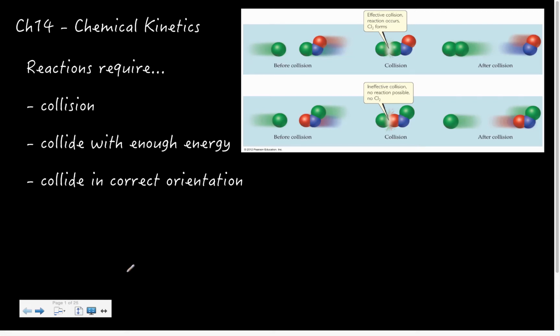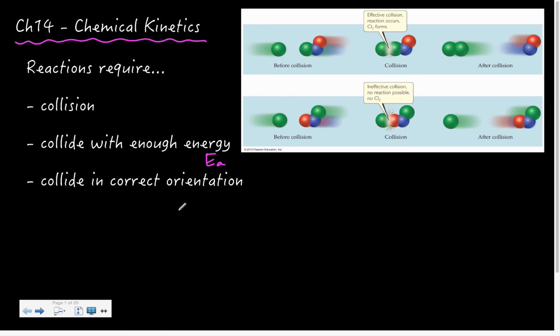Hello, AP Chemistry, and welcome to Chapter 14, Chemical Kinetics. A couple of basic things right before we get into the actual kinetics of a reaction. Reactions require a collision, meaning that my reactants need to run into one another. The collision needs to have enough energy to overcome the activation energy. In addition, they have to collide in the correct orientation.